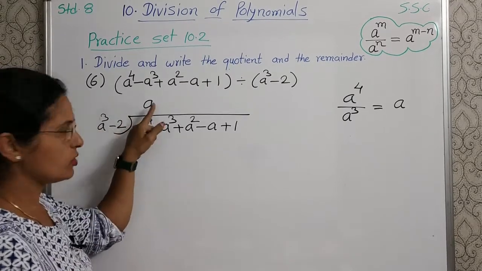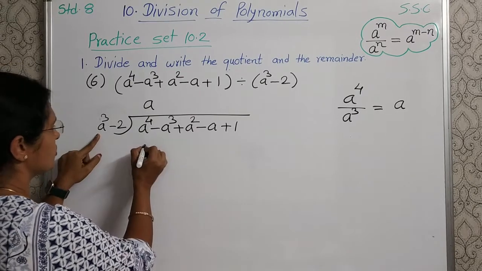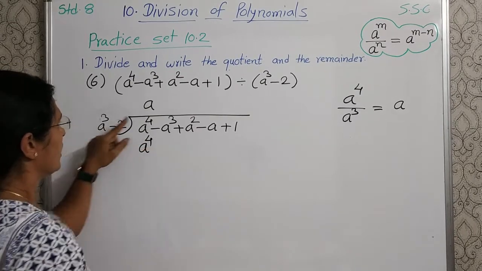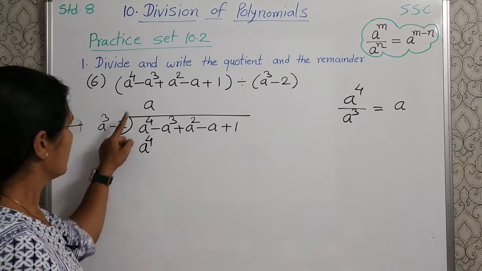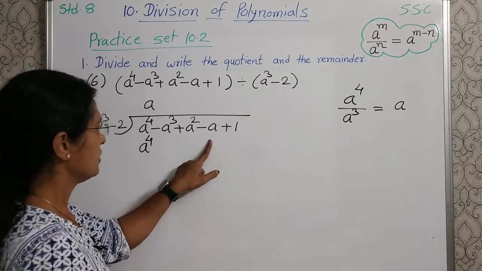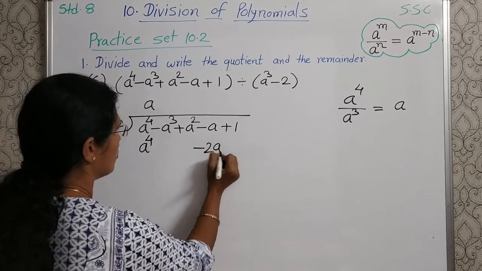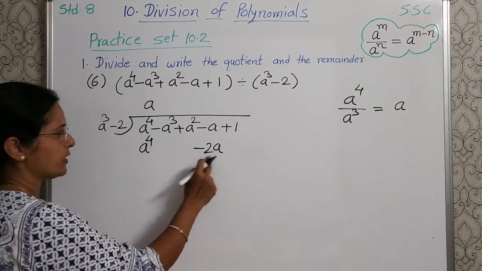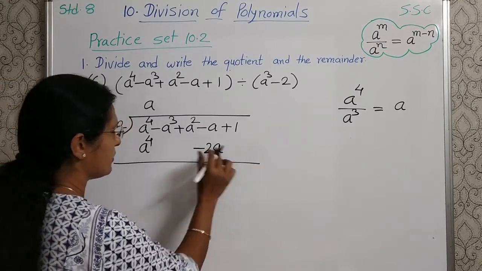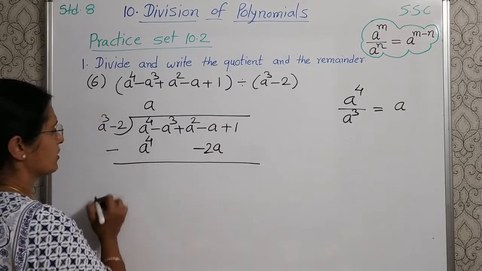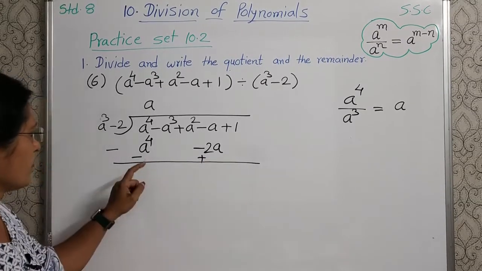Now a into a cube. It means multiply the quotient with the divisor. So a into a cube is a raised to 4. a into minus 2 is minus 2a. We'll write that below this term minus a. Minus 2a. These are the like terms. So we wrote minus 2a here. Subtract. Change the sign. Here minus, here it will be plus.